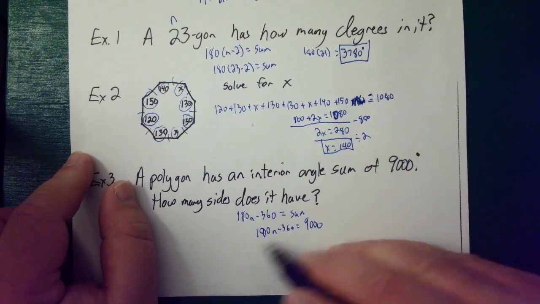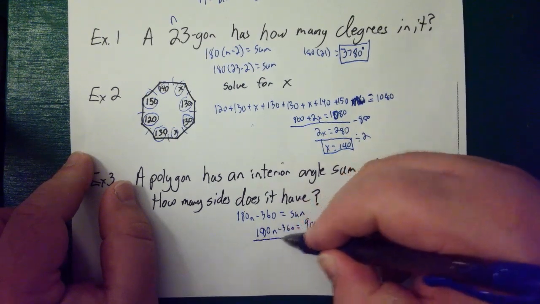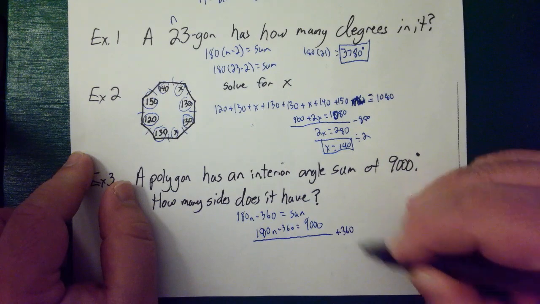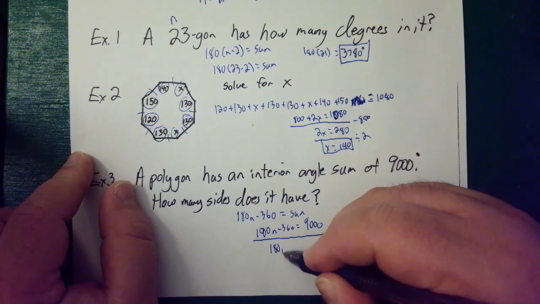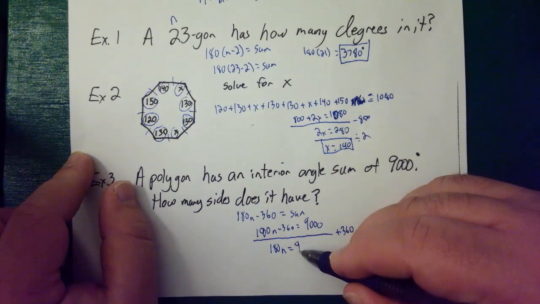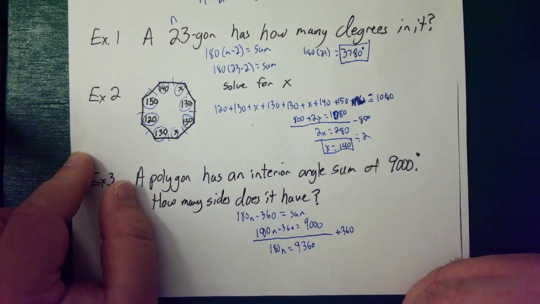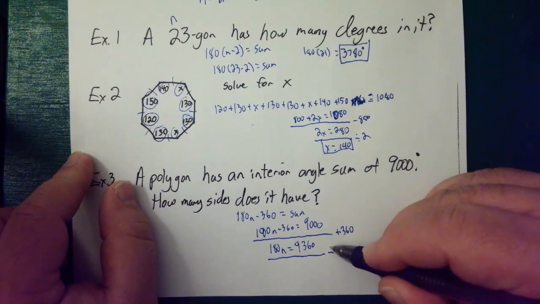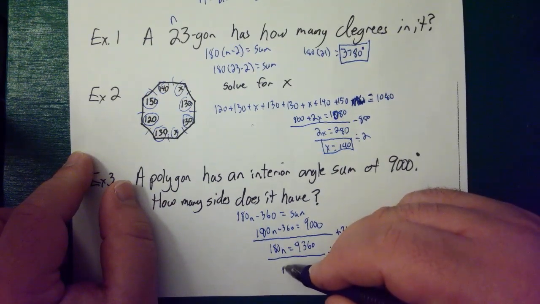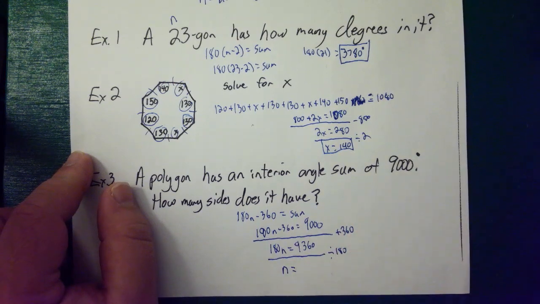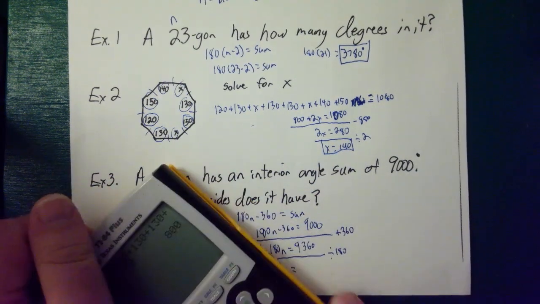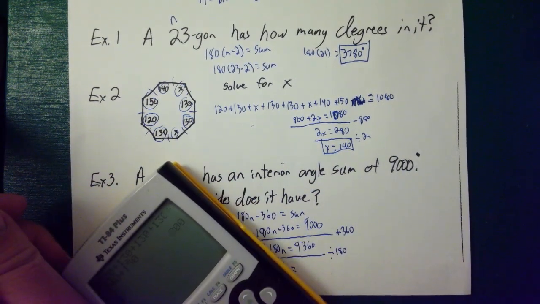The first thing you do to solve this is get rid of that minus 360, so you have to add 360 to both sides. So 180n equals 9,360. That's not too difficult. And then you have to divide by 180. And everybody knows when you divide 9,360 by 180, you get, I don't know. Let me look. I really don't have a clue. Clear. Okay, 9,360 divided by 180, did I type that in right, is 52.